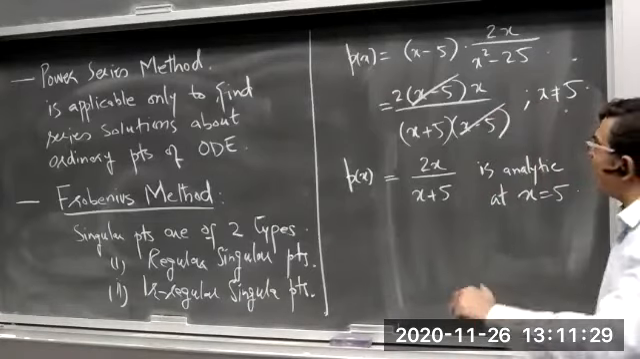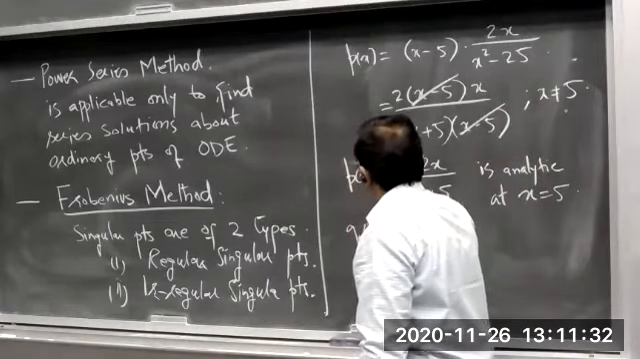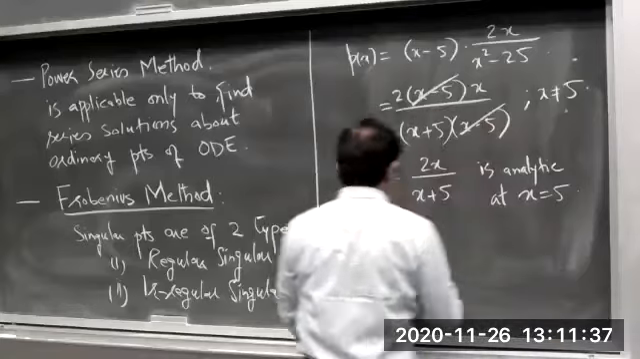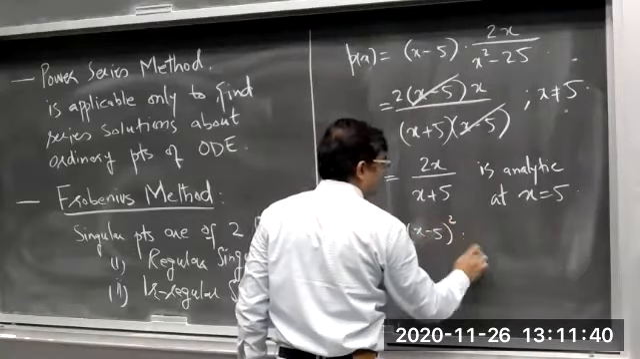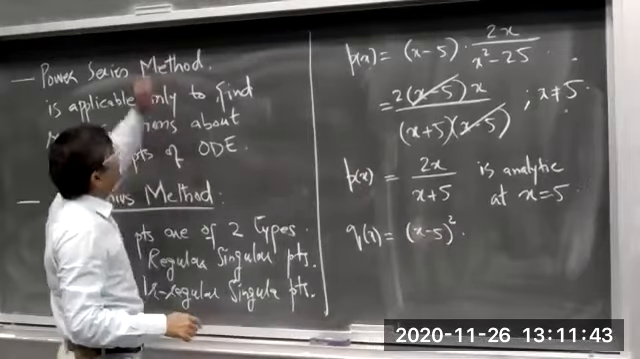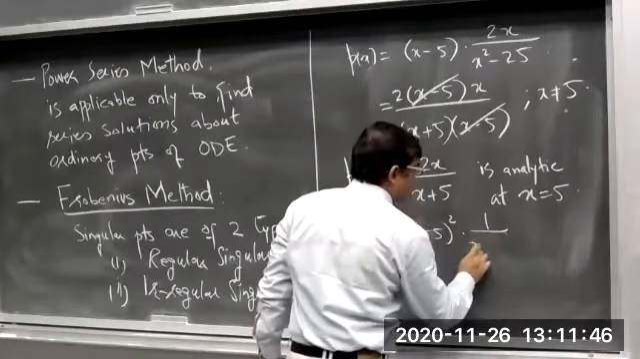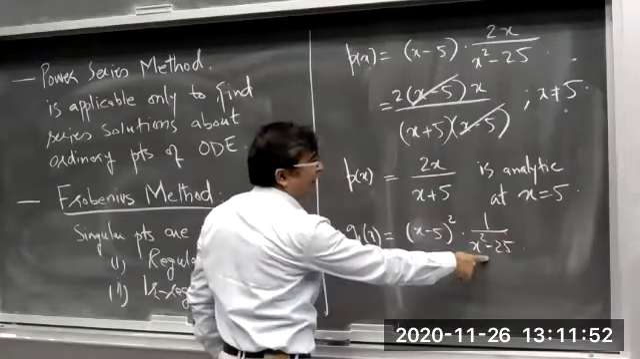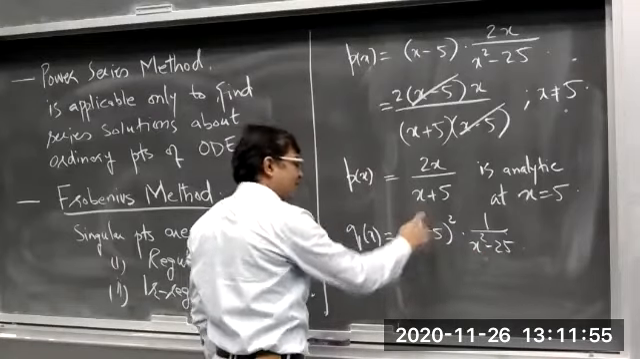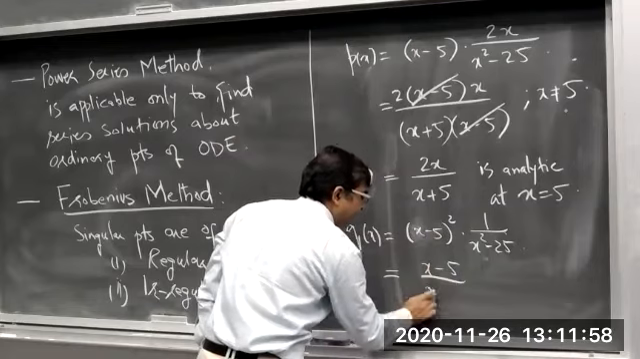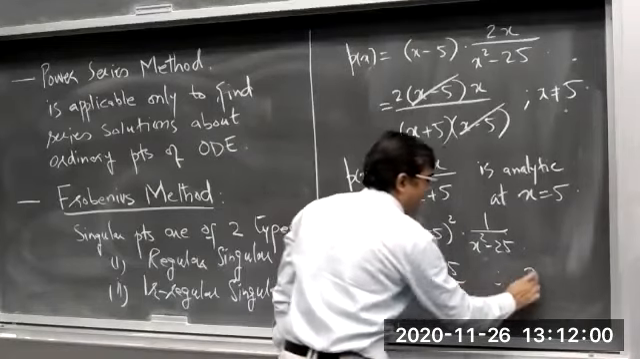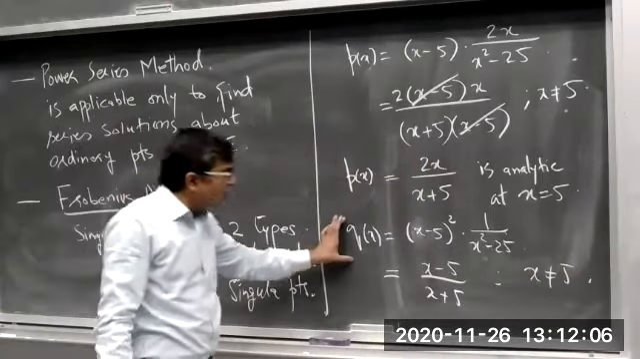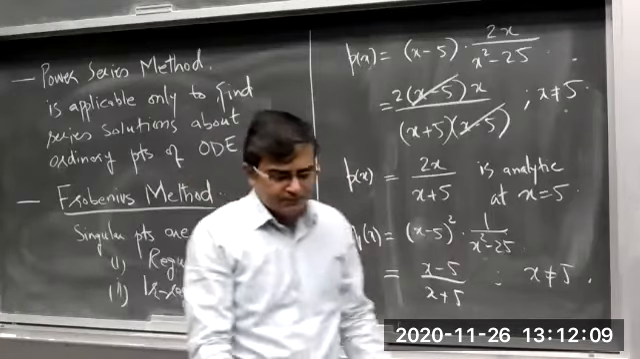Now we again check the second function q of x. Q of x is what? It is x minus 5 whole square. Okay. X minus 5 whole square into q of x. What is q of x? It is 1 over x square minus 25. It can be written as what? X minus 5 whole square divided by x minus 5 x plus 5. X minus 5 cancel हो जाएगा and we obtain x minus 5 over x plus 5, ठीक है, where x is, you can say, not equal to 5, ठीक है.